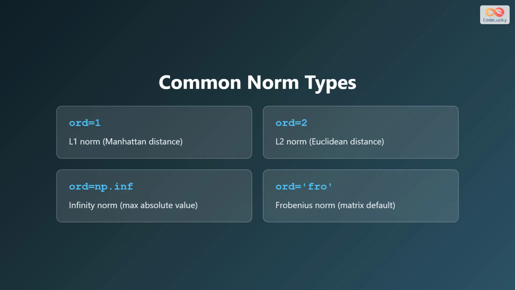There are several types of norms you can calculate by specifying the ord parameter. The L1 norm, specified by ord equals 1, gives you the Manhattan distance. The L2 norm with ord equals 2 is the Euclidean distance we've been using. The infinity norm, specified by ord equals numpy.inf, returns the maximum absolute value. And the Frobenius norm, specified by ord equals the string 'fro', is the default for matrices.